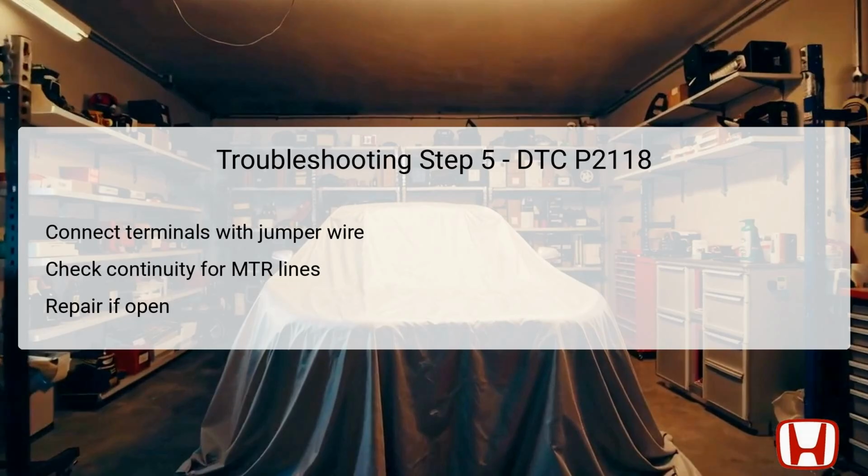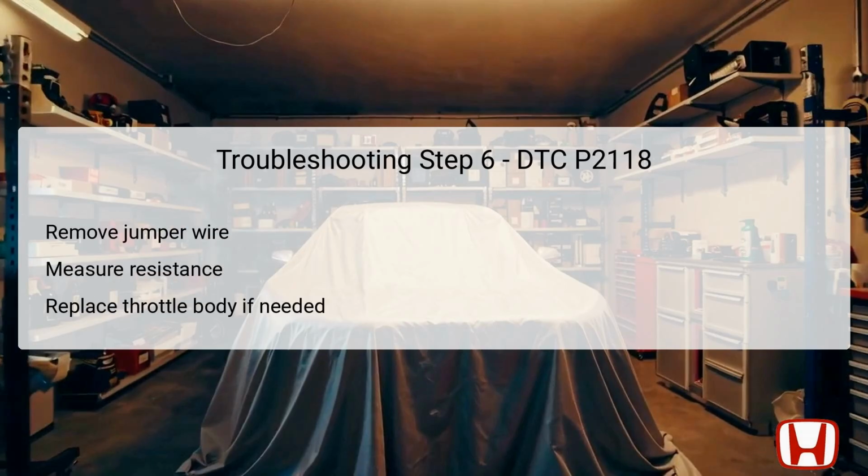When the continuity is checked between terminals C11 and C12 of the PCM connector, it is essential to understand that the intentional jump creates a controlled environment to test the circuit integrity. If continuity is confirmed, that indicates the MTR1 and MTR2 wires are functioning correctly, and the technician can move on to Step 6. Conversely, if continuity is lacking, an open circuit must be repaired between the PCM and throttle body, thus addressing one possible cause of the throttle actuator problem.